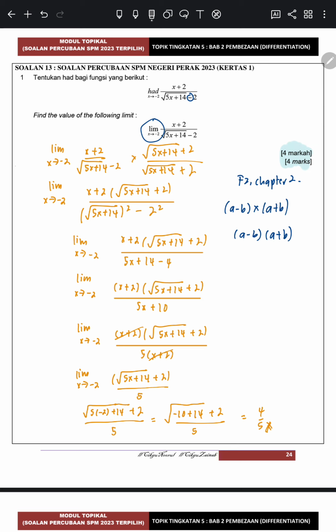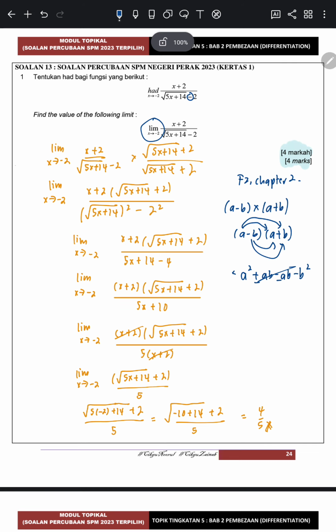Tak apalah, just show again. A times a, so a square plus ab minus ab minus b square. Ini when you expand lah, and you can see tambah tolak just can cut. So the remaining is a square minus b square. Just same like that here pun. So this one is a, this one is b, so the same thing. So you just write a power 2 lah, and then minus b power 2.